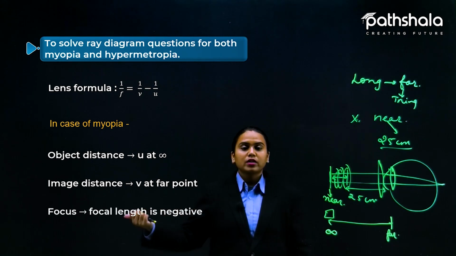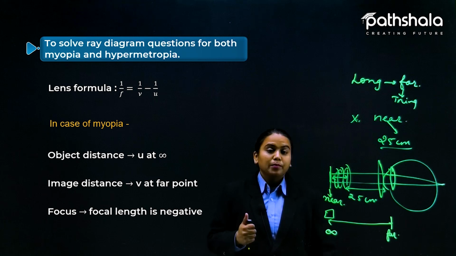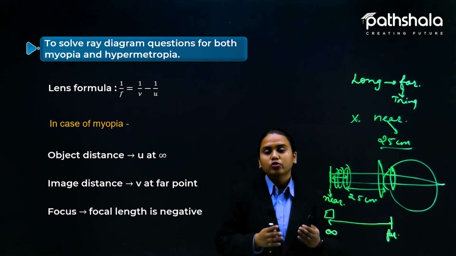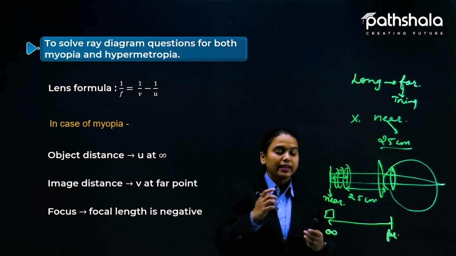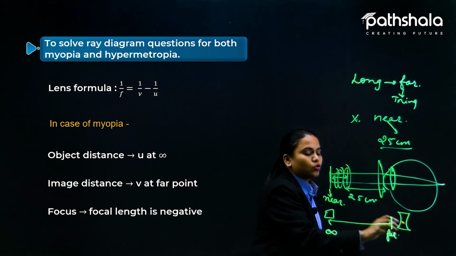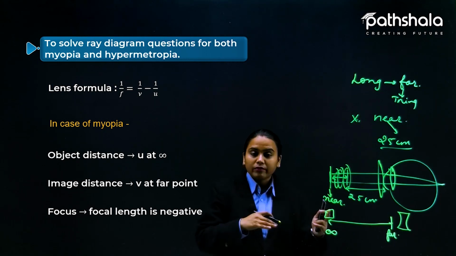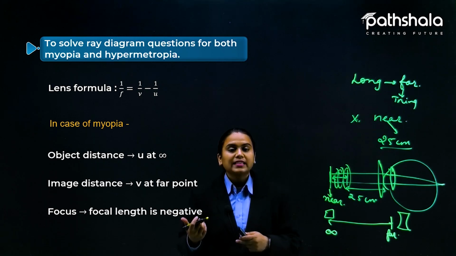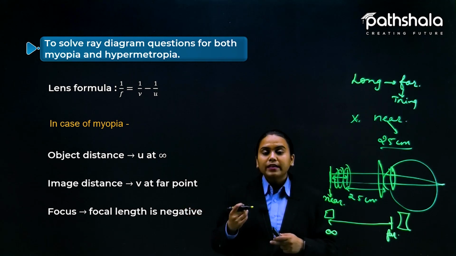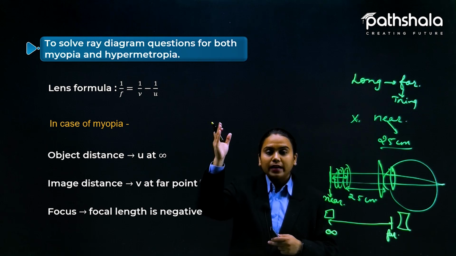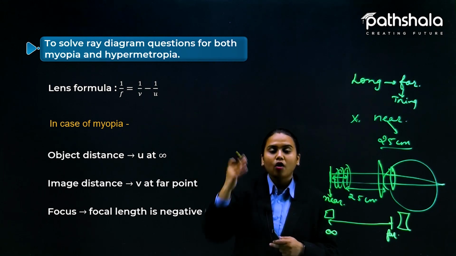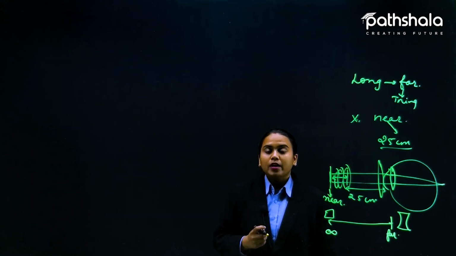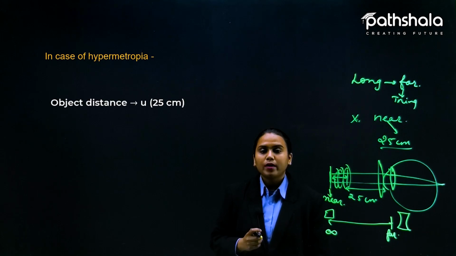And the focal length is negative in this case, because we have the object here and we are making the image here too. The lens here is a concave lens, and you know that for a concave lens the focal length is always taken as negative. This is the case for the myopic eye, and you must remember these key terms while solving the lens formula for the myopic and hypermetropic eye. Now, what is happening in the hypermetropic eye?